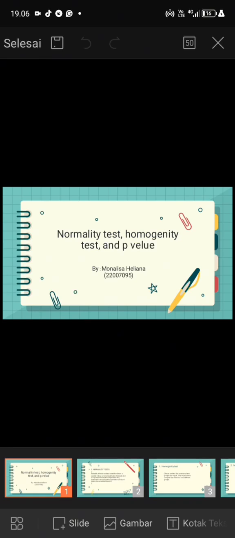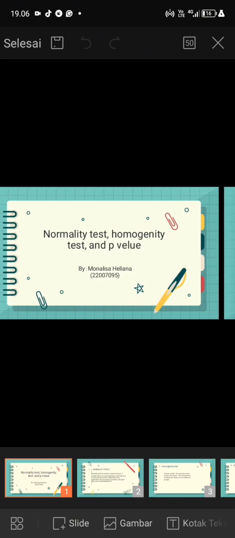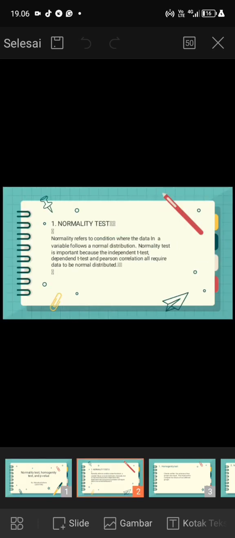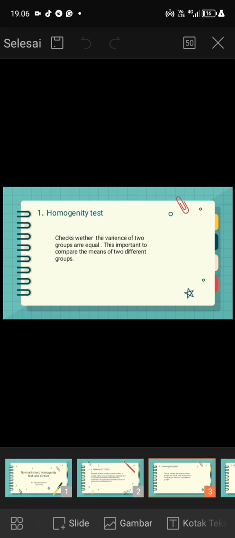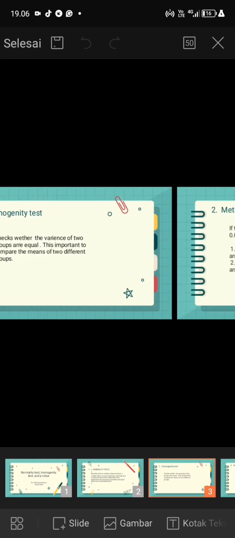Well guys, our topic today is about the normality test, homogeneity test, and p-value. Normality test refers to a condition where the data in a variable follows a normal distribution. The normality test is important because the dependency test and Pearson correlation all require data to be normally distributed, while the homogeneity test checks whether the variances of two groups are equal. This is important to compare the means of two different groups.